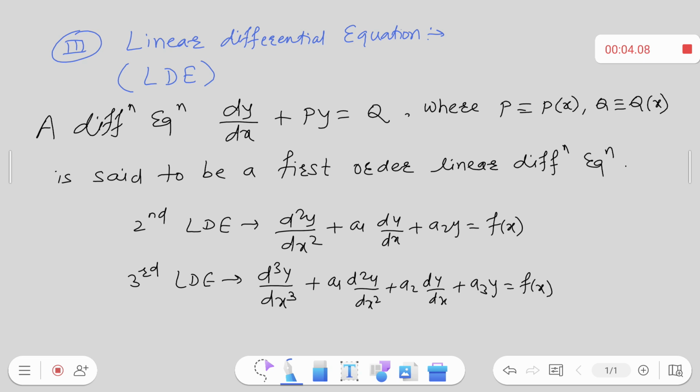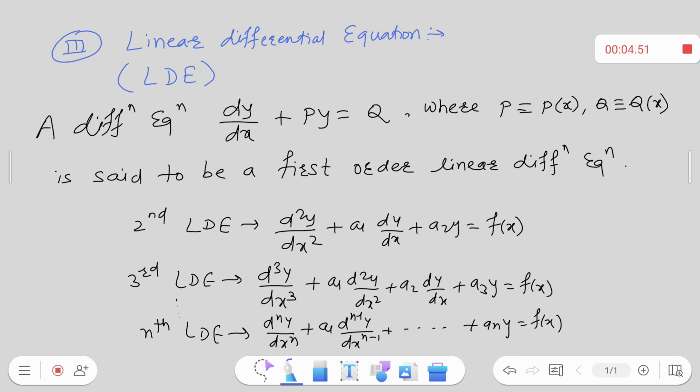Okay. So like this, here we define nth order also. Nth order linear differential equation: dny by dx raised to n plus a1 d(n minus 1)y by dx raised to n minus 1, plus like this up to the 0th order, an y is equal to f of x. Nth order linear differential equation. Now in MFC2, MFC3, we are going to see how to find the solution of such first order and first degree linear differential equation.